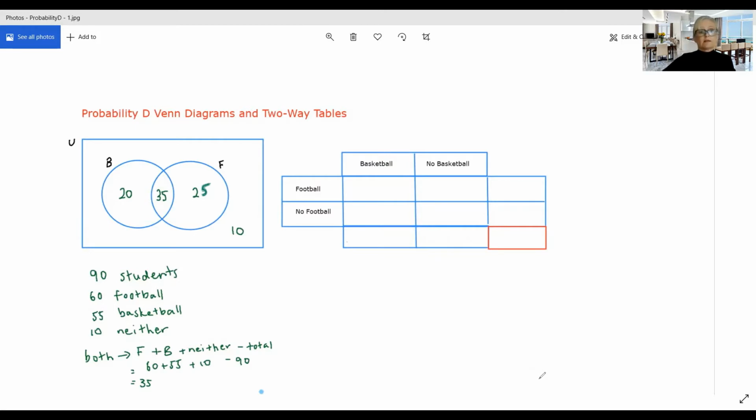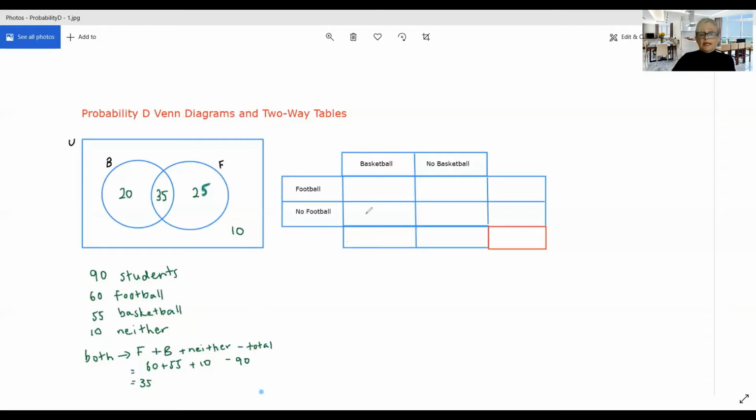In our previous video, we ended with this example where we had a school with 90 students in year 10. We were told that 60 played football, 55 played basketball, and 10 played neither. And we were able to work out that the intersection, or those who played both, must have been 35, because otherwise, if you add up football, basketball, and your neither, you get 35 more than your total number of students.